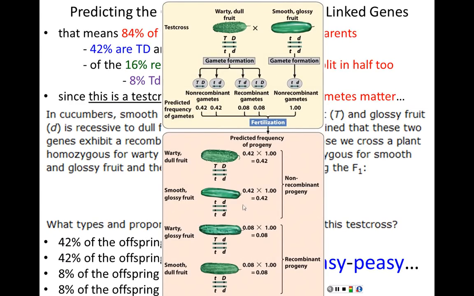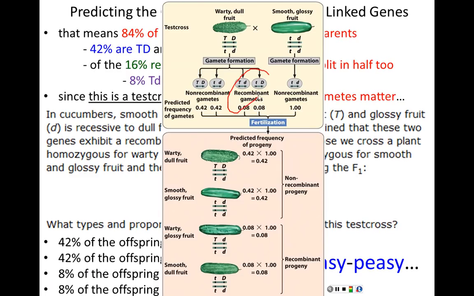When the question tells you that 16% of the progeny have recombination, or in other words, the recombination frequency is 16%, what the question is telling you is that this happens 16% of the time. So if this happens 16% of the time, this is achieved 8% of the time, and this is achieved 8% of the time, because together they make 16. Which means this is achieved 8% of the time, and this is achieved 8% of the time, because it's a testcross.